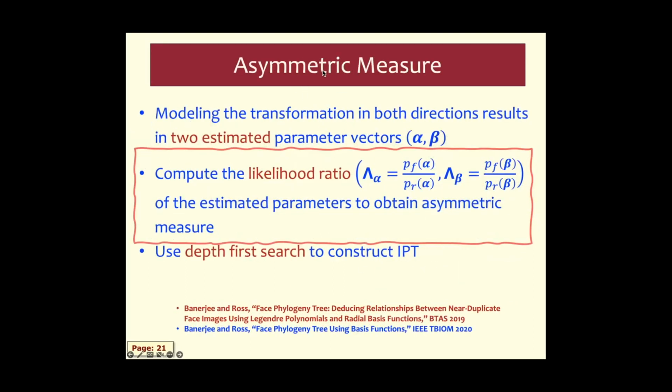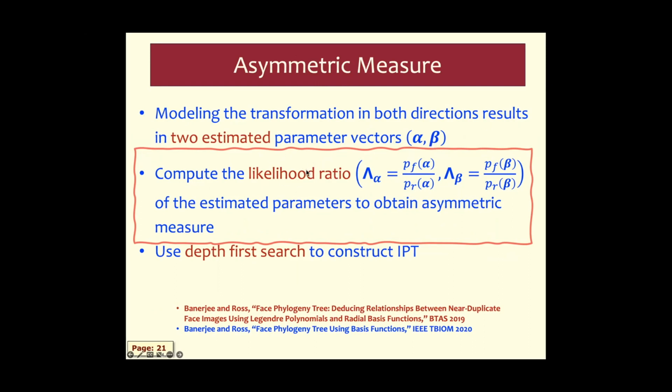So this allows us to compute an asymmetric measure. I'm not sure if you remember earlier on, I said that you need an asymmetric measure to understand the pairwise relationship between two images. So now we model the transformation in both directions, resulting in two sets of estimated parameter vectors, right? You have two sets. We denote these as alpha and beta. So alpha would be in the forward direction, A to B, and beta would be from B to A.